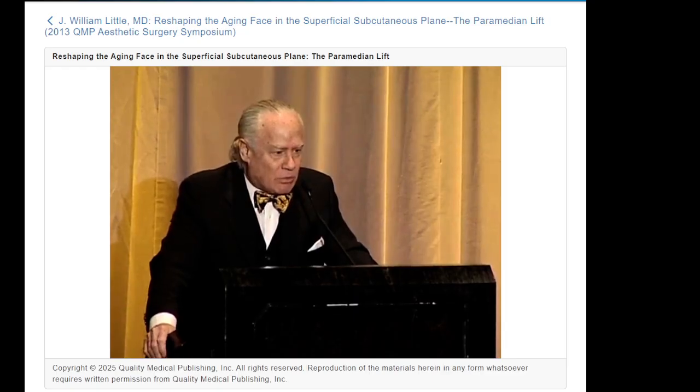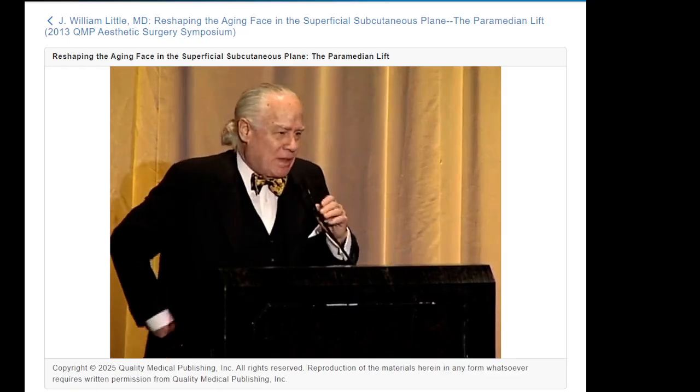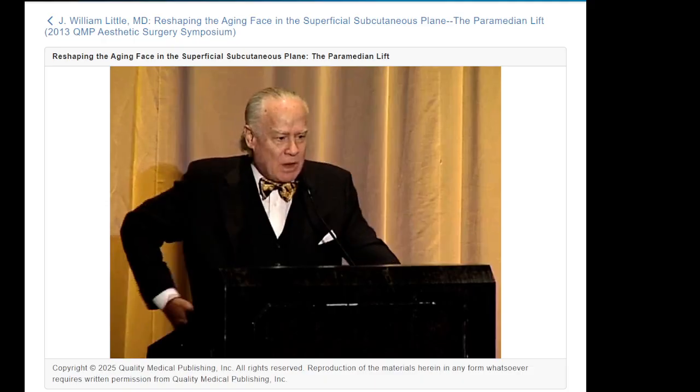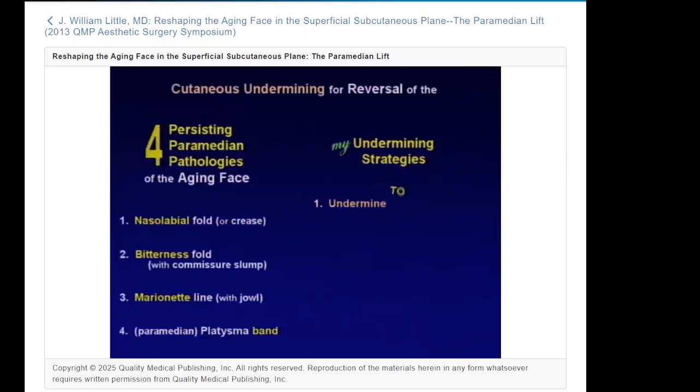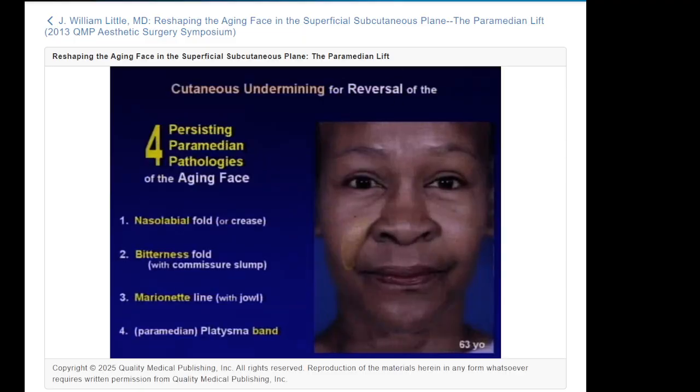Now, making the bed during facial rejuvenation helps me in reversing these 4 persisting paramedian pathologies. What are those? Well, the nasolabial, the bitterness fold, commissure slump, the jowl and its marionette, and of course the paramedian bands of the neck. When I undermine over these structures, I feel I have a lot more influence over them. I like to do a brief microliposuction on these nasolabial challenges.